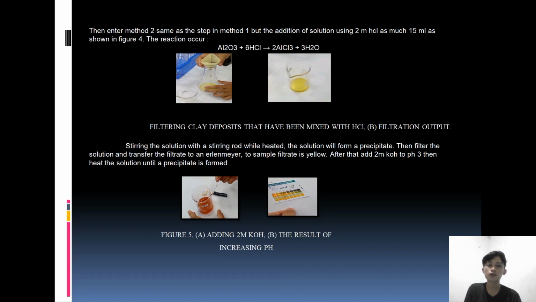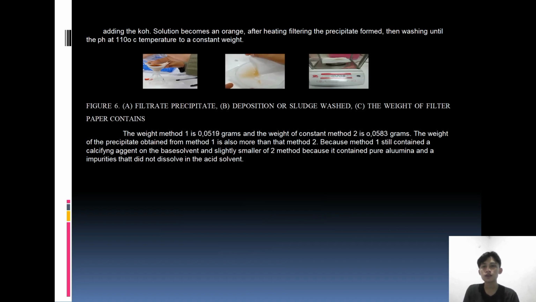After that, add 2 molar KOH to pH 3, then heat the solution until a precipitate is formed. Figure 5, A, adding 2 molar KOH, B, result of increasing pH. The KOH solution becomes orange after heating, and filtering, the precipitate forms. Then washing until the pH is neutral, and drying at 110 Celsius temperature to constant weight. Figure A shows the filtrate, the precipitate or salt waste, and the filter paper it contains.